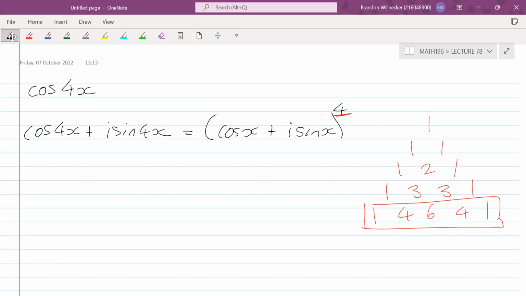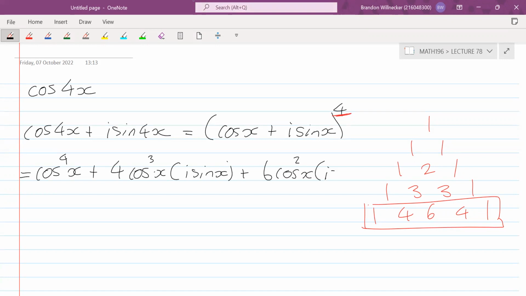Okay, so let's expand this out. So we're going to get cos 4x plus 4 times cos cubed x r sine x plus 6 times cos squared x times r sine x squared plus 4 again.